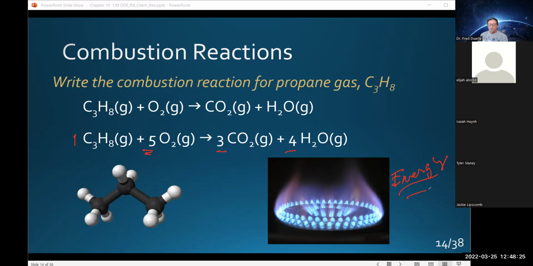Furthermore, it generates 3 molecules of carbon dioxide and 4 molecules of water, okay, plus a lot of energy, which is a good thing, right? Because without that energy, you can't cook your hot dogs. All right, a lot of energy given up. So 4 molecules of water, 3 molecules of carbon dioxide, which, the water vapor and the carbon dioxide eventually get into the atmosphere and can cause a potential problem.